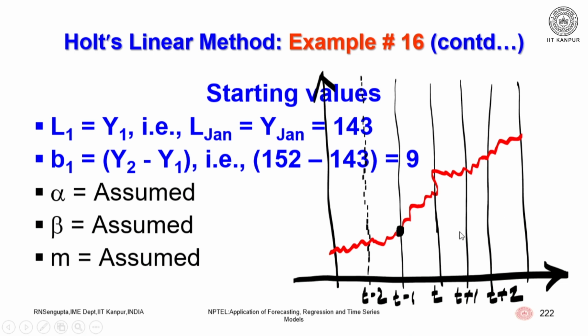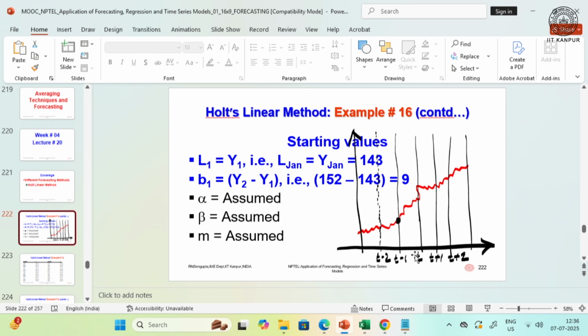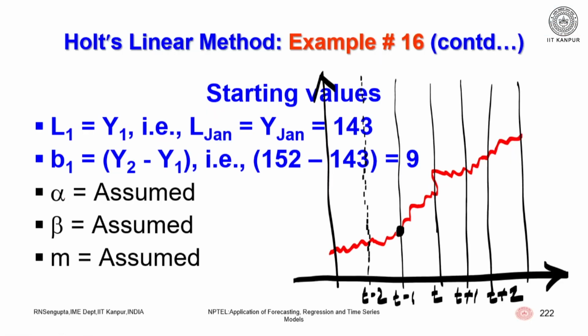I will just go back. This second value was 161. So, you go back here, the data was 161. So, it is 2 time periods. This is t plus 1 minus t minus 1, so plus 1 becomes 2.